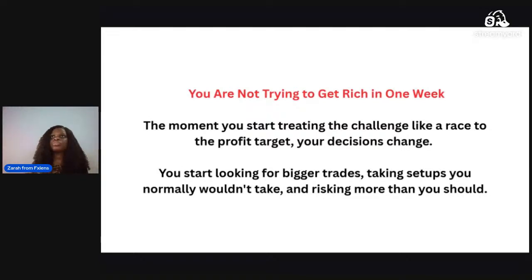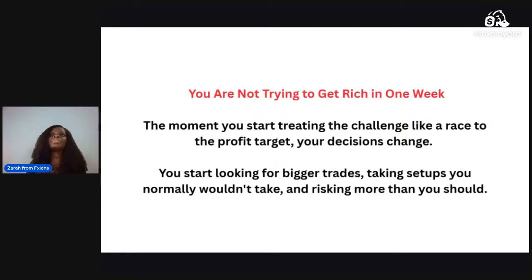Maybe when I'm trading 100K accounts, the whole thing in my mind is, oh my god, I just need to make 10% of this account in like 1 week or 1 month, and okay, I'm good for the month, right? No, that is not how it works. In a prop account, you're not trying to get rich in 1 week. The moment you start treating your challenge like a race, that's the exact time you start having problems. The moment you start treating it like a race and the profit target is something you have to win, your decisions change.